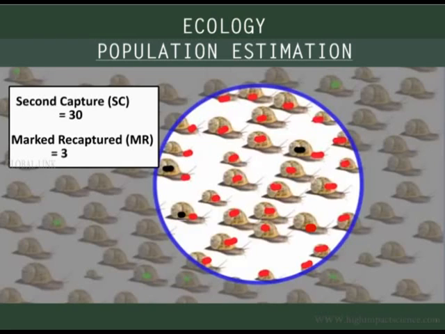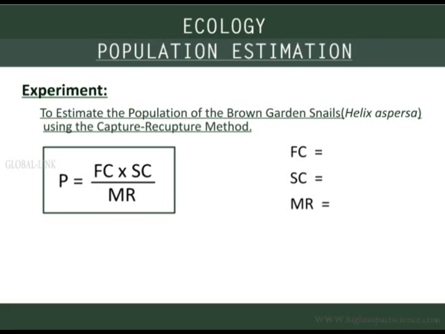Then we calculate the population using the formula P = FC × SC / MR, where FC is the first count, in our case it was 13. SC is the second capture, in our case it was 30. And MR is the marked recaptured. In this case, 3 snails were recaptured. And so population is equal to 13 times 30 over 3, which gives us 130 snails.